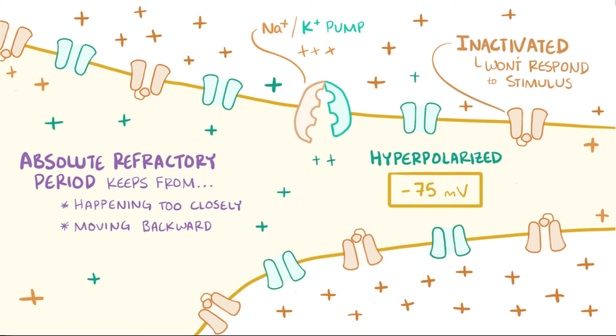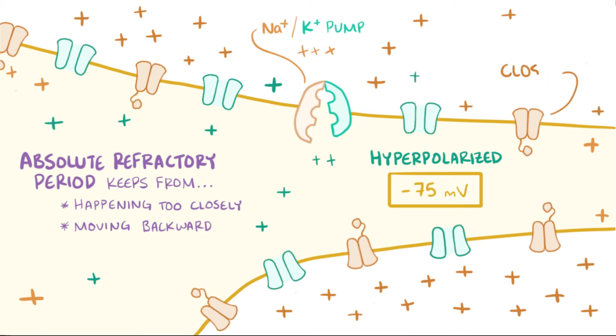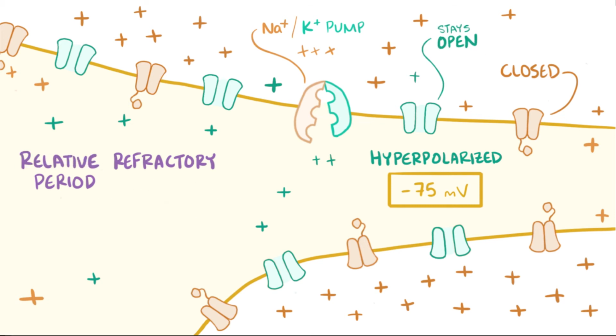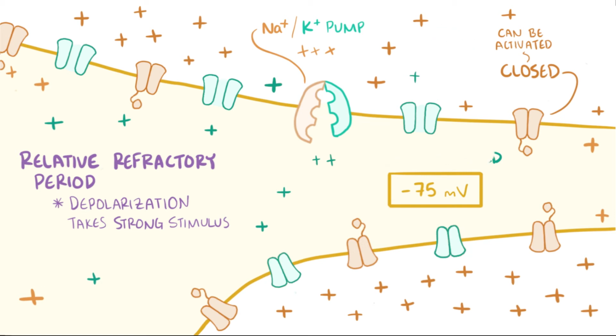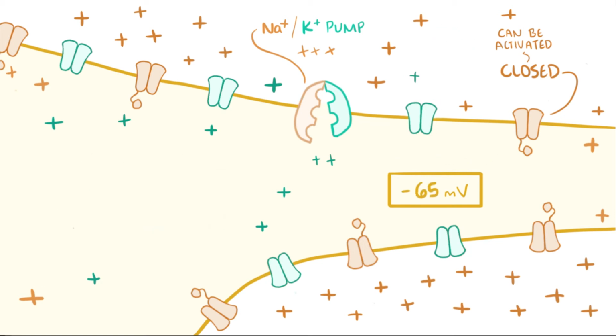During this time, the sodium channels go back to their initial closed state, and for a short period, the potassium channels stay open. At this point, we're in the relative refractory period, since the sodium channels are closed, but they can be activated. Although because the potassium channels are still open and we're in a hyperpolarized state, it takes a stronger stimulus to do so. Finally, as the potassium channels close, the neuron returns to its resting membrane potential.